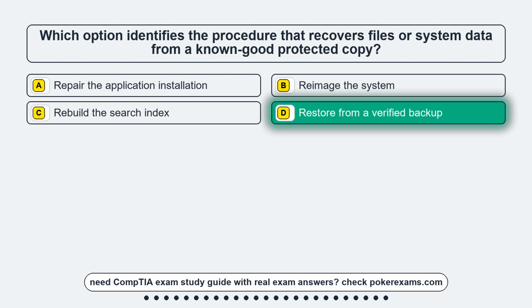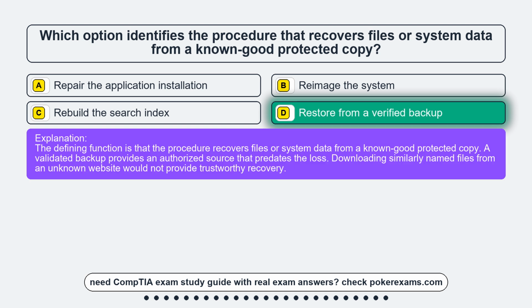The correct answer is option D, restore from a verified backup. The defining function is that the procedure recovers files or system data from a known-good protected copy. A validated backup provides an authorized source that predates the loss. Downloading similarly named files from an unknown website would not provide trustworthy recovery.